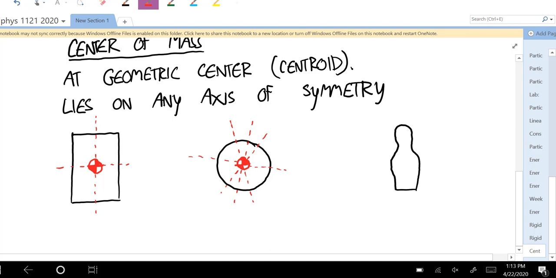And so you don't need any math to figure out where the center of mass is for things that have 2 axes of symmetry or more. Okay, so shapes like this, you can just eyeball it, you know that the center of mass is right in the center. What about something like this?